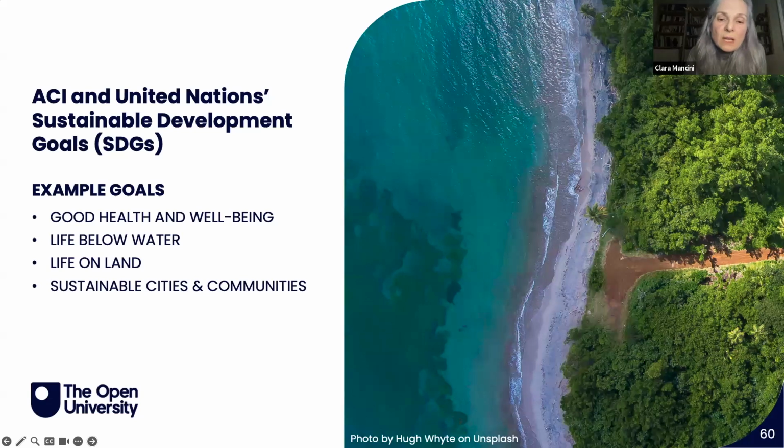Or consider sustainable cities and communities. Animal-centered technology could foster beneficial human-nature connections within urban environments and facilitate social inclusion by involving marginalized groups in urban wildlife custodianship.